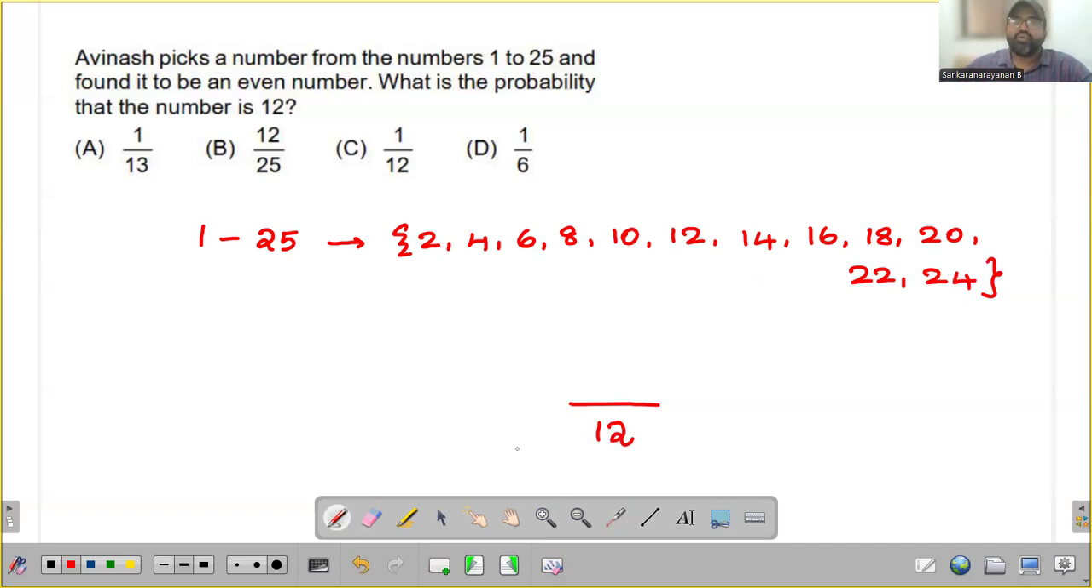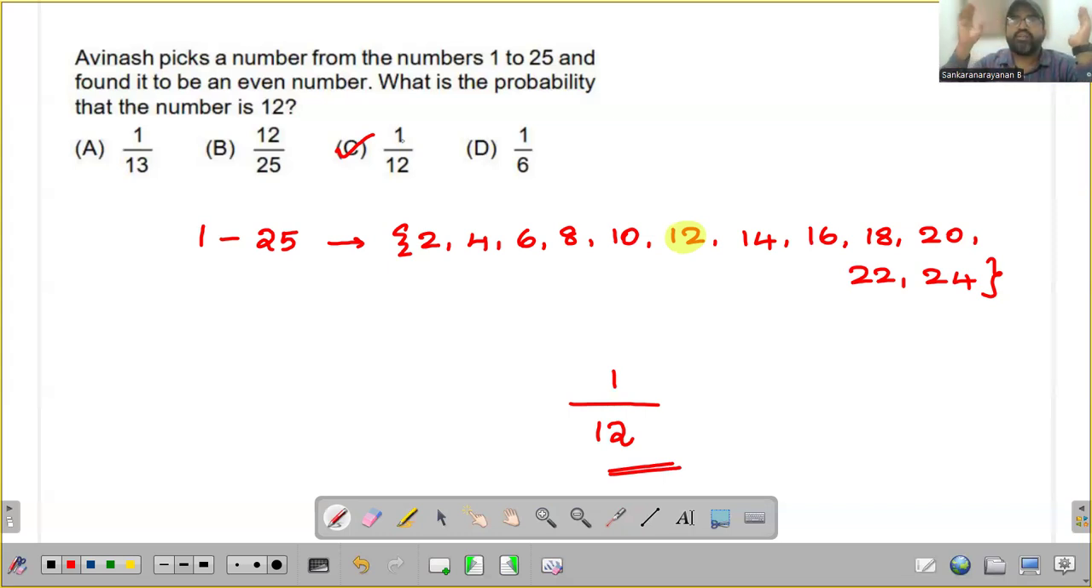Now, among these 12 numbers, what is the probability that it is going to be 12? There is one favorable outcome here. So as far as this question is concerned, the final answer is option C, which is 1 by 12. The question needs to be interpreted in this way.